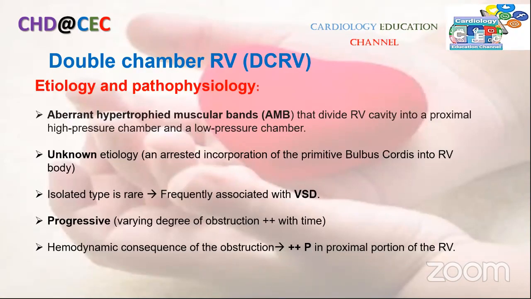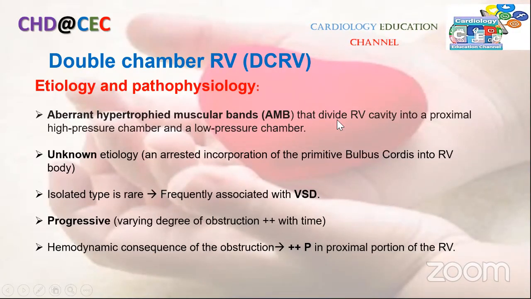The second lesion is what's called the double chamber RV. The double chamber RV is a different entity than double outlet RV, because some people mix these entities. Double chamber RV is an obstructive lesion. Etiologically, it happens due to apparent hypertrophied muscle bands or anomalous muscle bands, rather than the moderator band or the normal bands of the RV morphology.